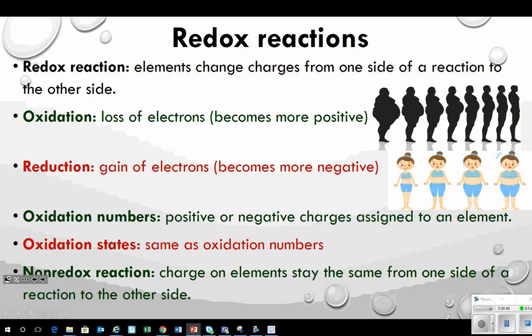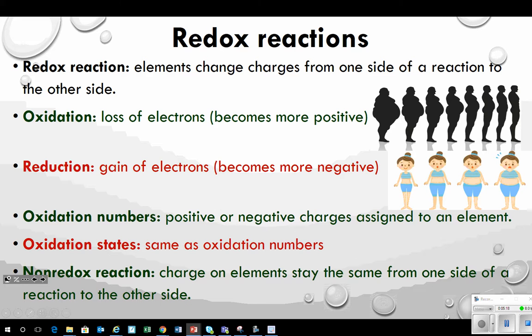The bottom three are basically just vocabulary. So oxidation number and oxidation state basically is what we've been calling charges. Those are what oxidation state and numbers are. Non-redox reactions are when we have a charge on an element, but they don't change charge from side to side. So when we have non-redox reactions, it's just regular reactions that we've been working with.